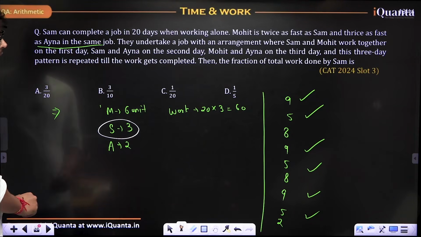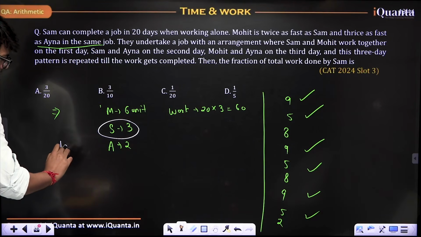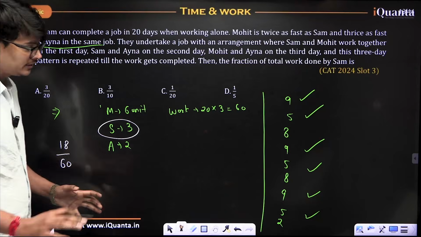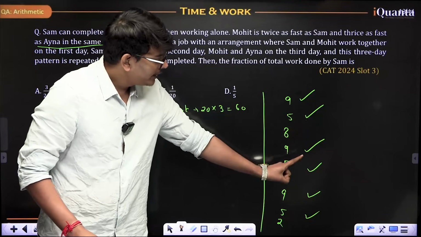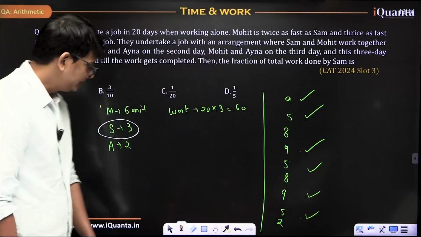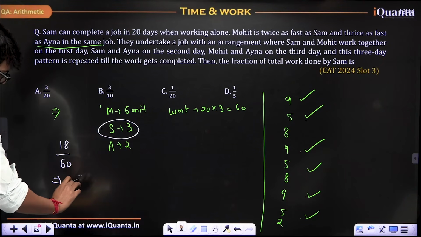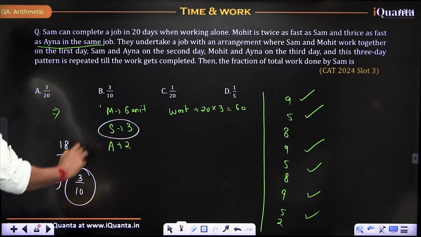So the work done by Sam will be 18 units with respect to total, that is 60, because Sam worked for 6 days. Here, here, here, here, here, here, right? So let's cancel out this by 6. I can say 3 by 10. Option number B.